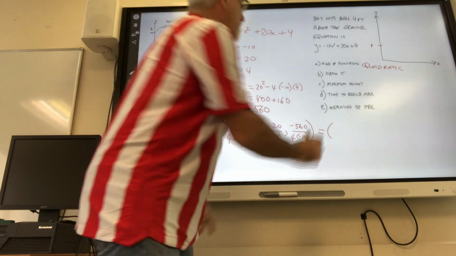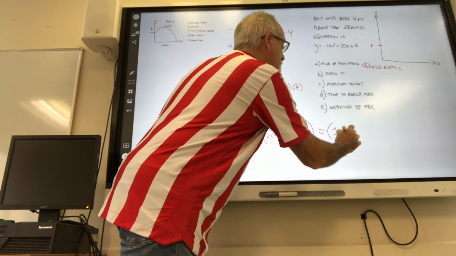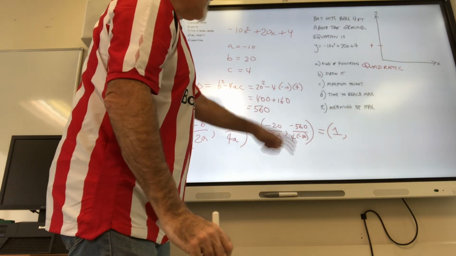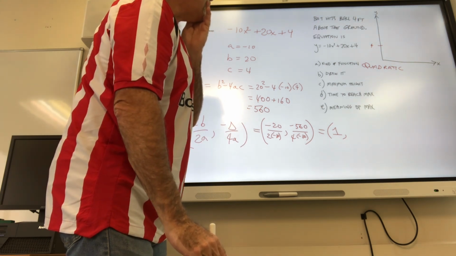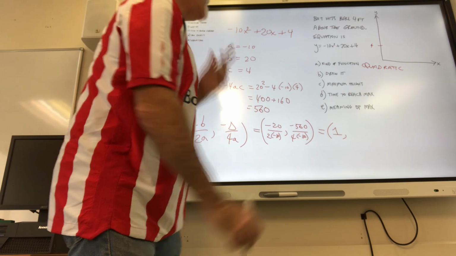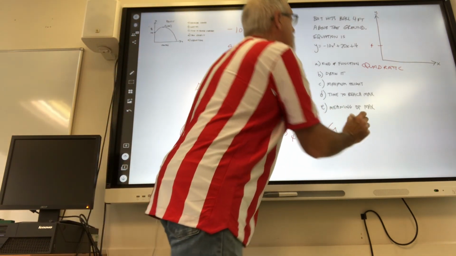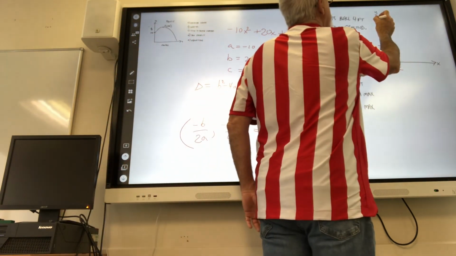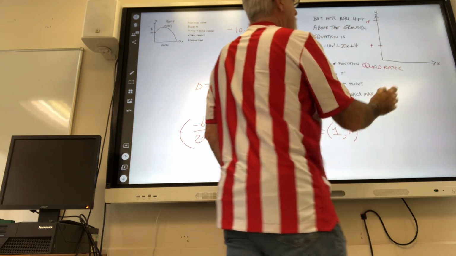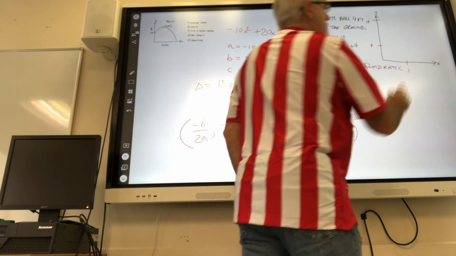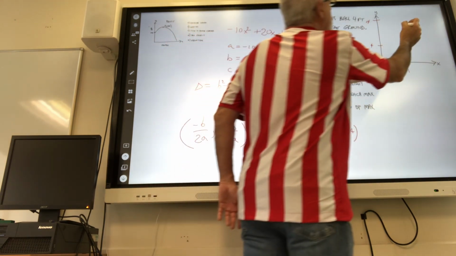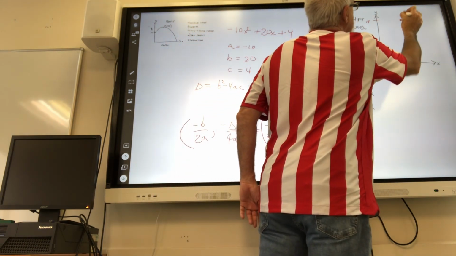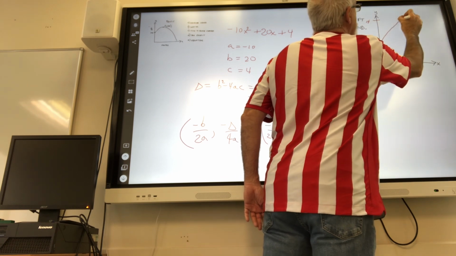Negative 20 over negative 20 is positive 1. And here the negative signs also cancel. 560 divided by 40 is 56 divided by 4, which is 14. So now I can graph it. If 14 is here, and let's say I decide to put 1 here on my x-axis. So I'm scaling the axis so that it'll fit nicely. The point 1, comma 14 is my vertex, and at that point I can draw my parabola.